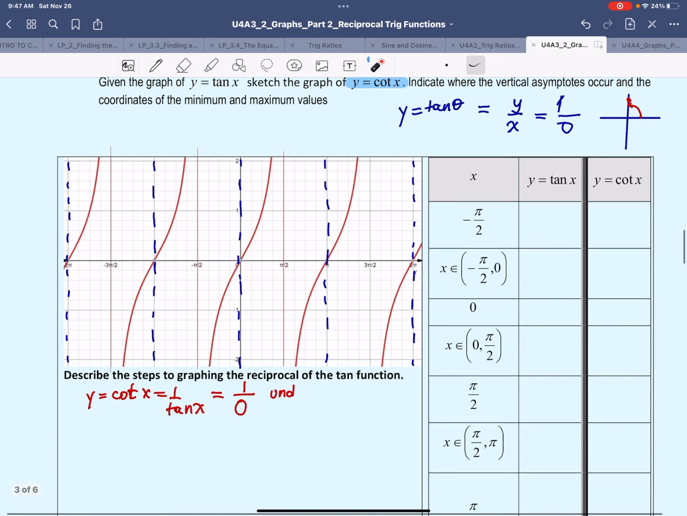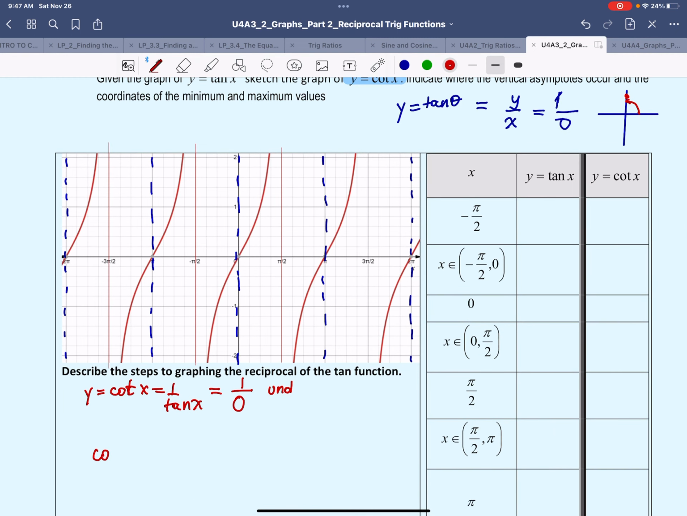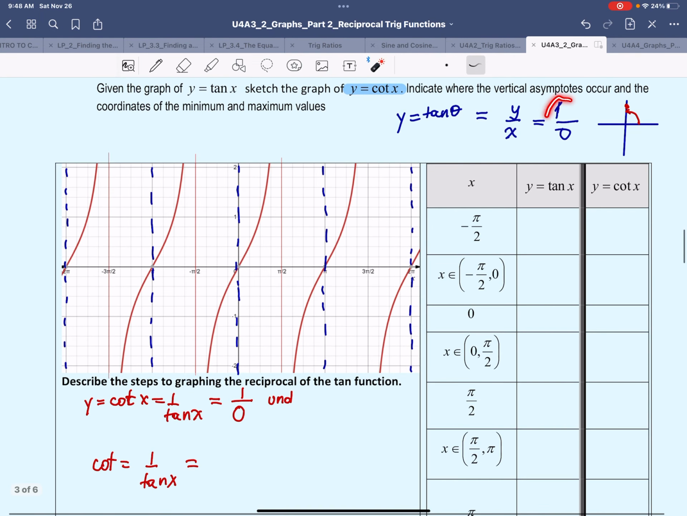Now, going back to cotan ratio, knowing that cotan again is 1 over tan x, at the points where tan has the vertical asymptotes, or when tan was 1 over 0, cotan will be equal to 0 over 1. So, therefore, we are going to say that the cotan will have a value of 0, which means that the cotan graph will show x-intercepts. So wherever the vertical asymptotes of tan occurred, the cotan will show the x-intercepts.